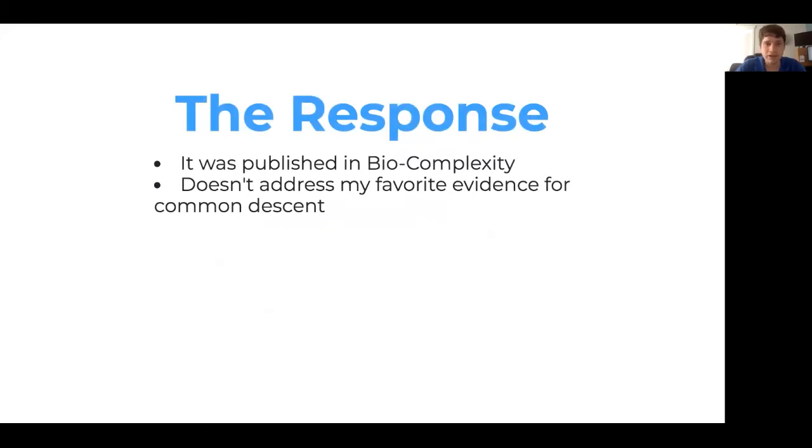Another line is to say that it doesn't address their favorite evidence for common descent. What I find here is that everyone seems to have their own favorite line of evidence for common descent. Some people say the fossil record settles it, some people say the nested hierarchy settles it, and some people say comparative anatomy settles it. Everyone has their own favorite. So if you didn't think the nested hierarchy was a particularly interesting line of evidence for common descent, well, you're not going to be really impressed by the fact that I have a model for it.